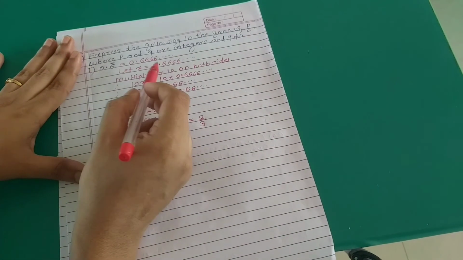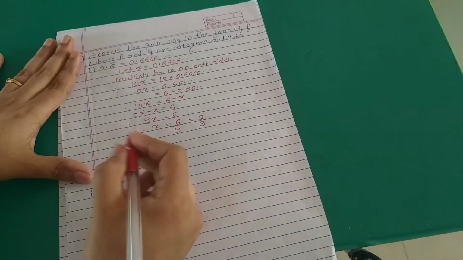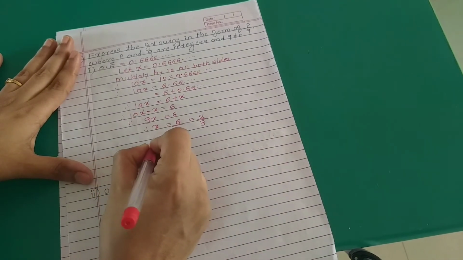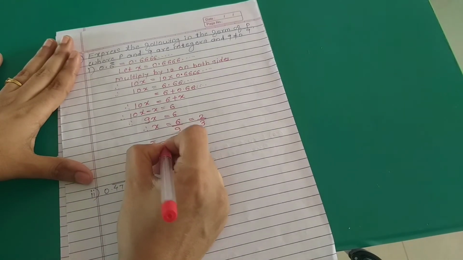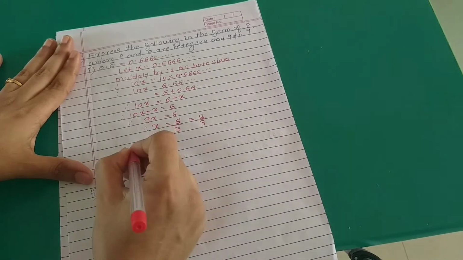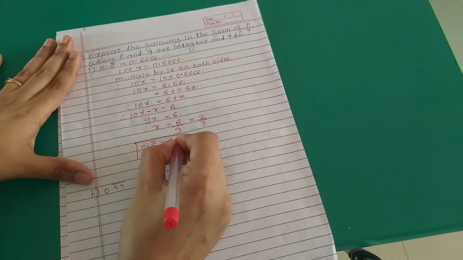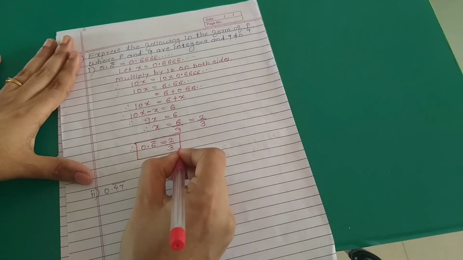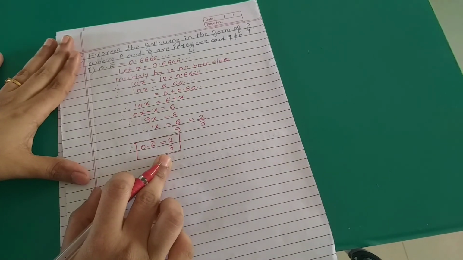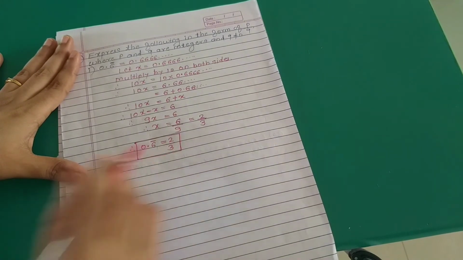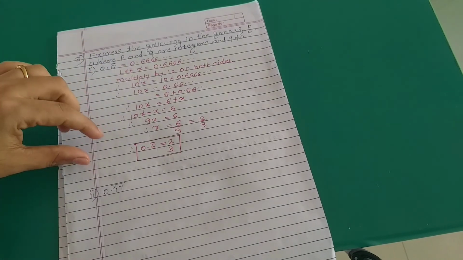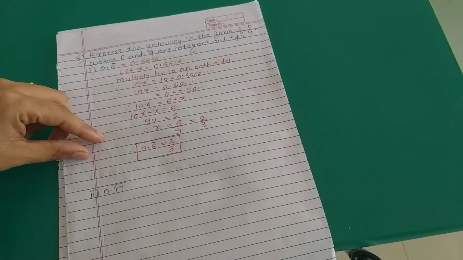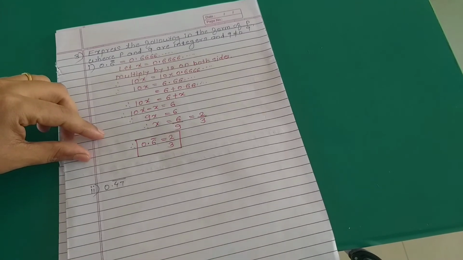But what is x? It is 0.666 and so on. Therefore, 0.666 and so on, that is 0.6 bar, is equal to 2 upon 3. That means from this decimal expansion 0.6 bar, we found the rational number P upon Q, that is 2 upon 3. Okay, so this is a very simple example. Students, do you understand this? Shall I go further?